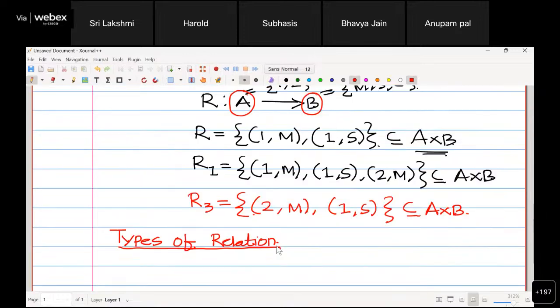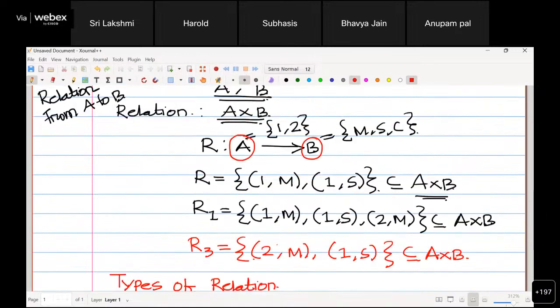So here, A and B can be anything. A and B can be any arbitrary sets. In particular, in some cases it can happen that A is the same as B.